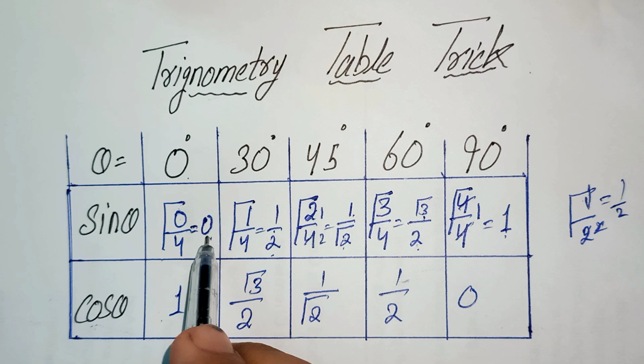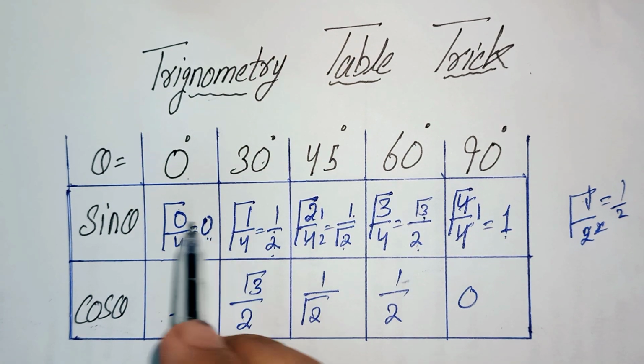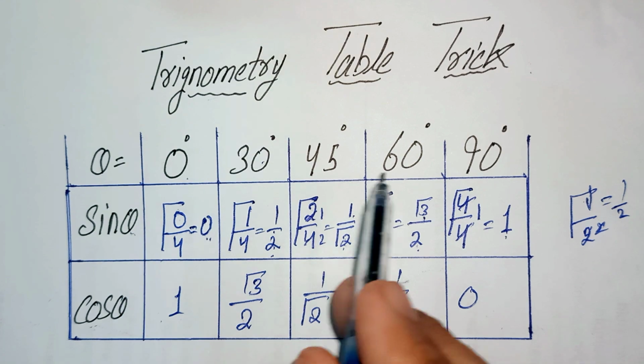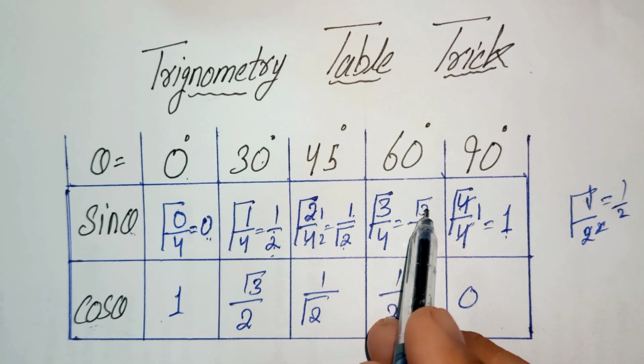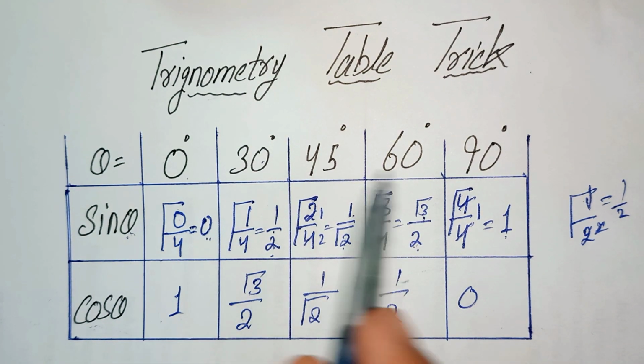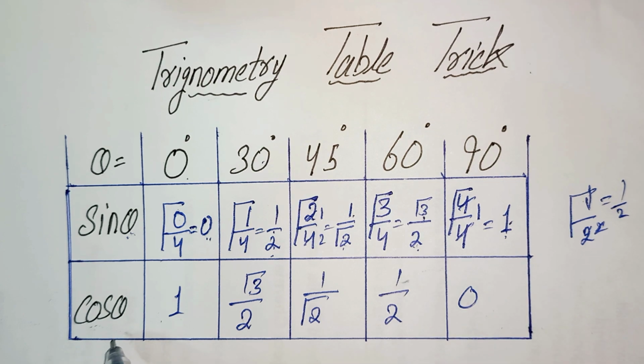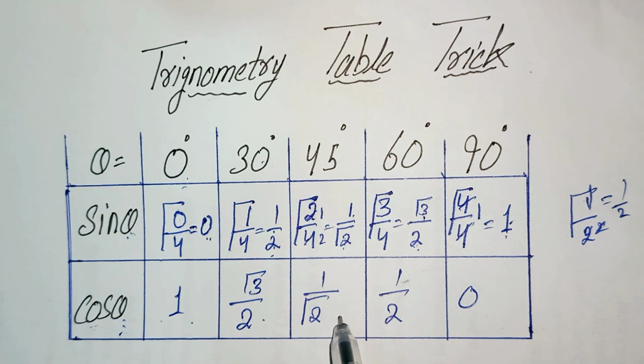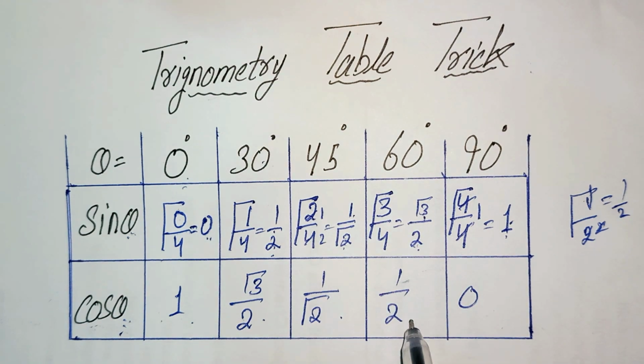So sine 0 is equal to 0, sine 30 is equal to 1 by 2, sine 45 is equal to 1 divided by square root 2, sine 60 is equal to square root 3 divided by 2, and sine 90 is equal to 1. Cos 0 is equal to 1, cos 30 is equal to this, cos 45 is equal to this, cos 60 is equal to this, and cos 90 is equal to this.